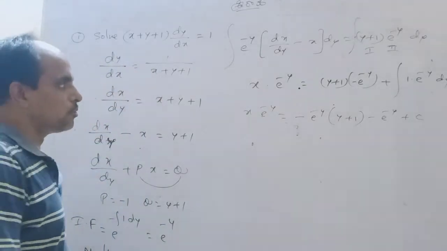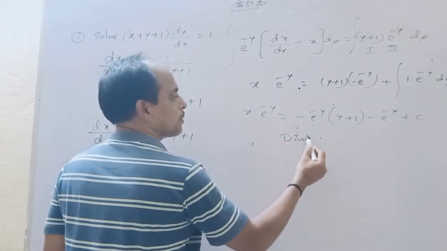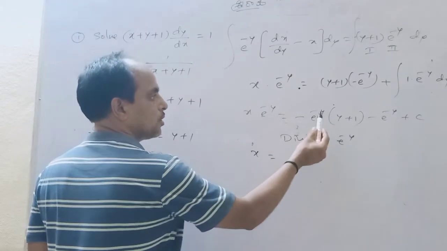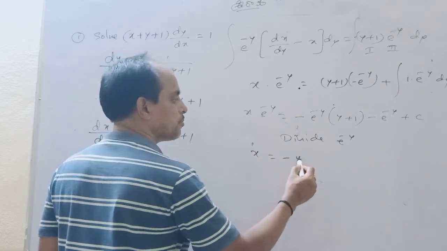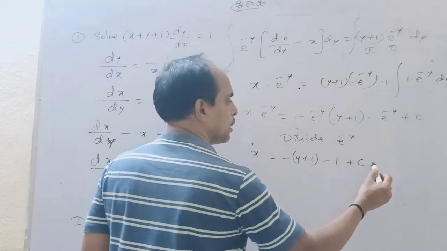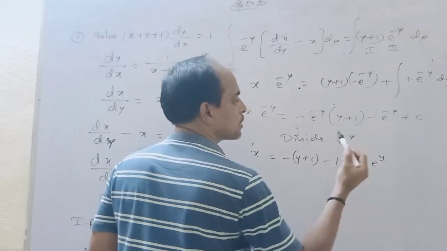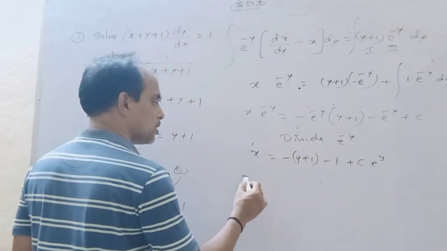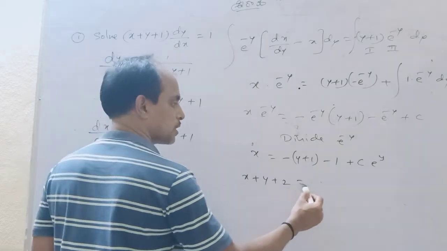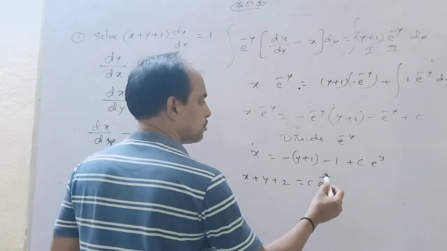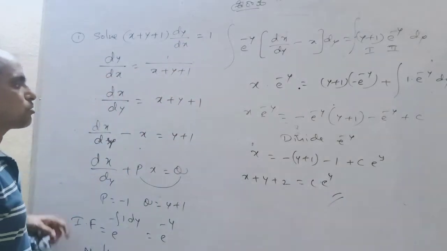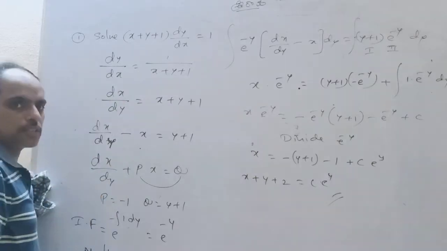Now you divide with e power minus y, then you will have x is equal to, when we are dividing with e power minus y, you will get minus of (y + 1) minus 1 plus c by e power minus y, that is c into e power y. Now this is x = -y - 2 + c e^y, that is x + y + 2 = c e^y. So this is the solution of this linear differential equation.